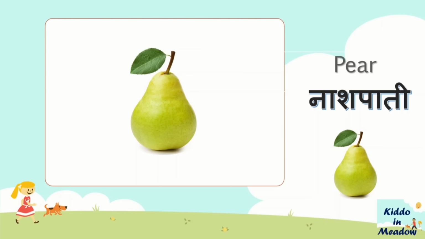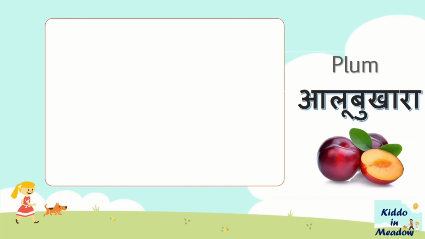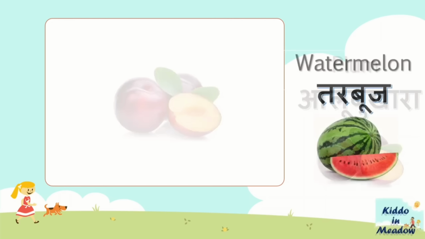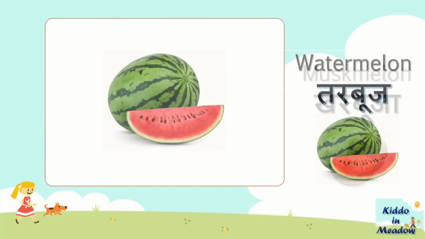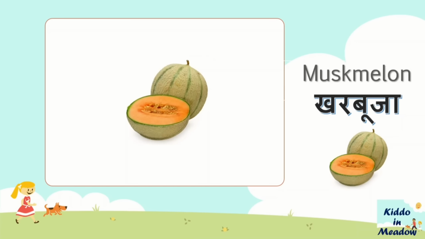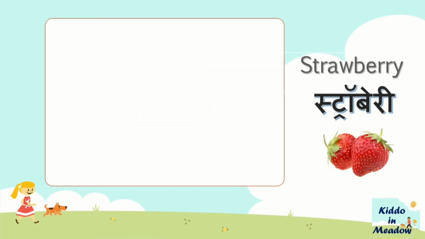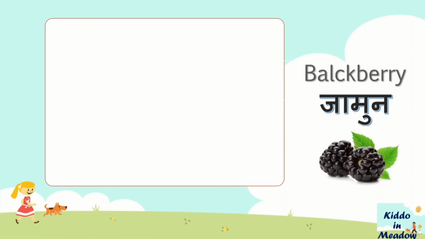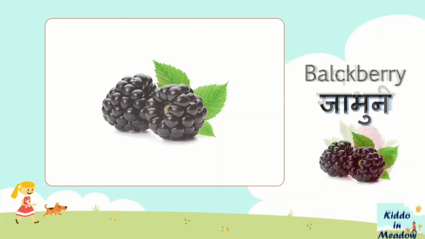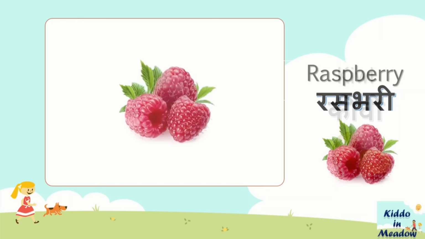This is plum. In Hindi, plum is known as alubukhara. This is watermelon. In Hindi, watermelon is known as tarbuj. This is muskmelon. In Hindi, muskmelon is known as kharbuja. This is strawberry. In Hindi, strawberry is known as strawberry. This is blackberry. In Hindi, blackberry is known as jamun. This is raspberry. In Hindi, raspberry is known as rasbhari.